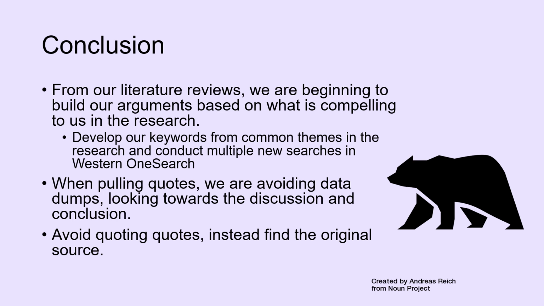We're also going to avoid quoting quotes. So we're not going to pull anything from the articles that already has an in-text citation pointing to another author's research. Instead, we're going to go find that original research by looking at the references of the article, finding the citation to the original research, and then looking up that study by its full title in Western OneSearch or Google Scholar.